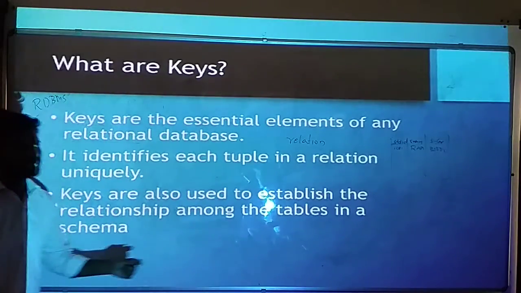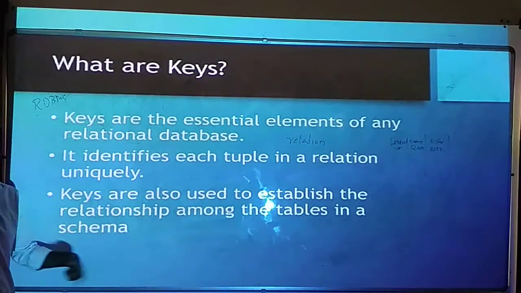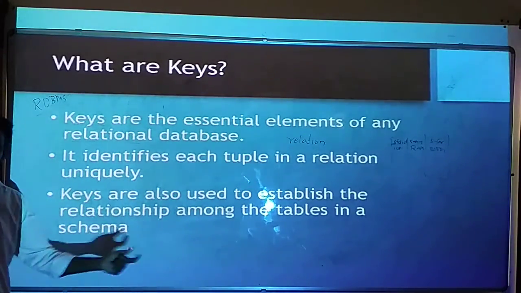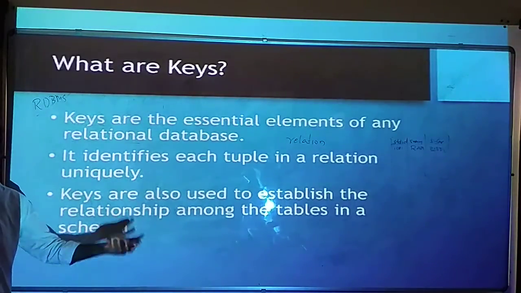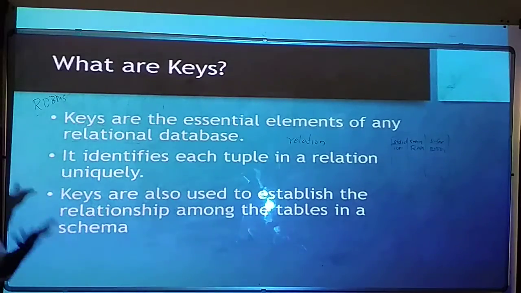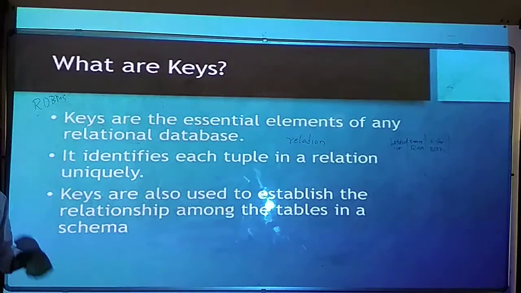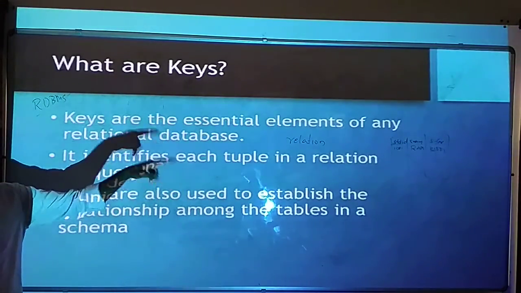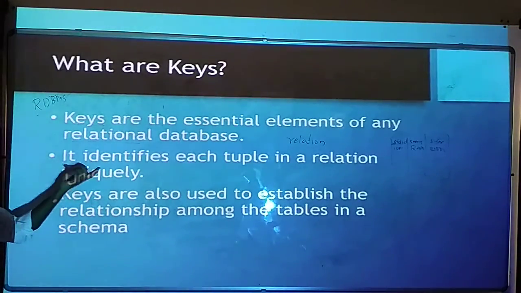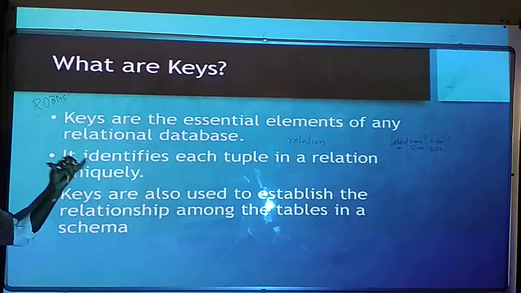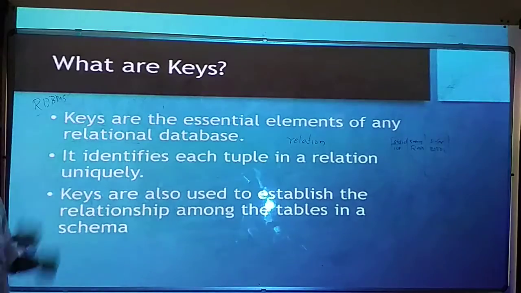Suppose you are retrieving the data based on the student name. There will be a student called Ram in one class, and in another class there will be another Ram. In every class we tend to have a student named Ram. So it will be very difficult to access the details of the student whose name is Ram. In order to identify each tuple, each row in a relation, we use keys to identify them uniquely.